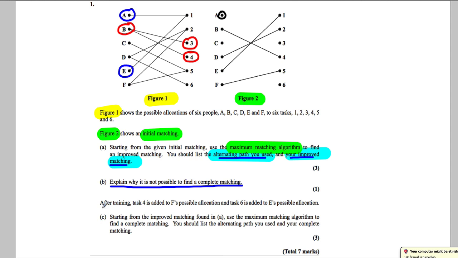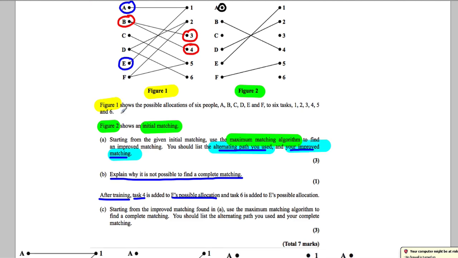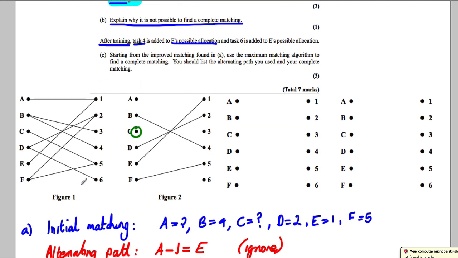Right, now after training, so A to E, F are trained, task 4 is added to F's possible allocation. So I'm going to draw that on here. On possibility one, task 4 is added to F, so I'm going to draw that in now. And task 6 is added to E's, so E can now do task 6 like that. So I'm going to draw that on the possibility matching.